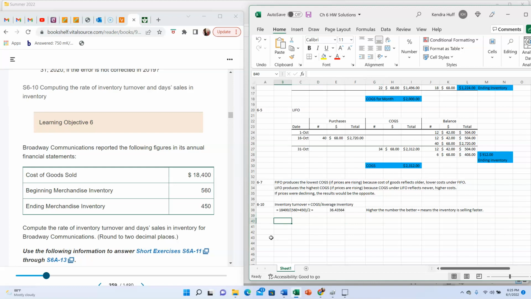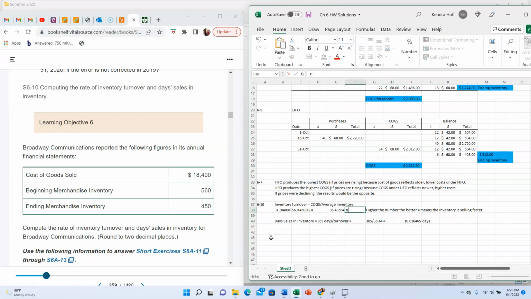All right, and the other thing they wanted us to calculate was days sales. This is basically how many days the inventory sat on the shelf. All right, and that's 365 days in the year divided by the turnover. So basically we're going to do the 365 divided by the 36.44. And that is days.